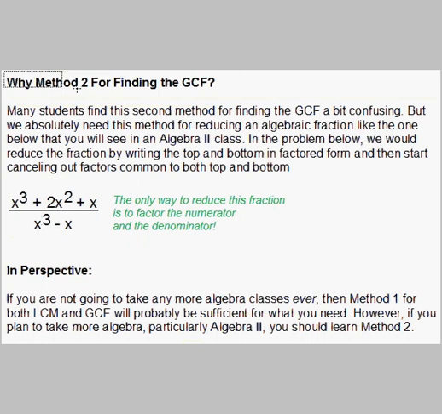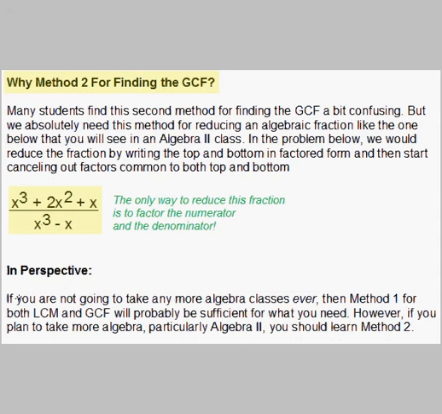You might be saying to yourself, why do I have to learn this second method for finding the GCF? It's kind of complicated. I don't like finding all those prime factorizations. Well, if you take an Algebra 2 class and you see this fraction x cubed plus 2x squared plus x over x cubed minus x, and we want to reduce that, what you have to do is factor both the numerator and the denominator. Then you have to identify factors that are common to both top and bottom and then cancel those factors out. It's a lot like what we're doing here with this second method. So the second method has a lot of value if you're taking an Algebra 2 class beyond this pre-algebra class.